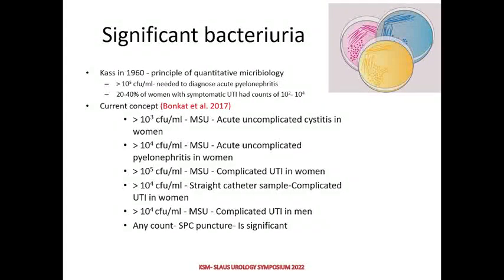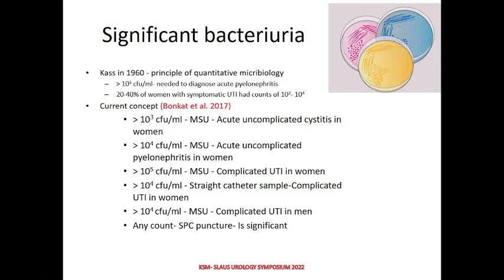What is the term for significant bacteriuria? Kass introduced this term in the 1960s. He said it should be more than 10 to the power of 5, but it has been disproven because 20 to 40% of women had symptomatic bacteriuria even with 10 to the power of 2 to 10 to the power of 4. So the current theory is, for women with cystitis or uncomplicated cystitis, even 1000 colony forming units is enough. For uncomplicated pyelonephritis, 10,000 is enough. For complicated UTI in women, it should be 100,000.